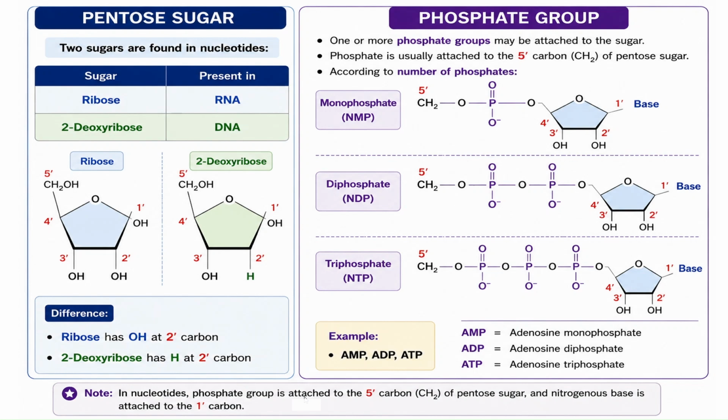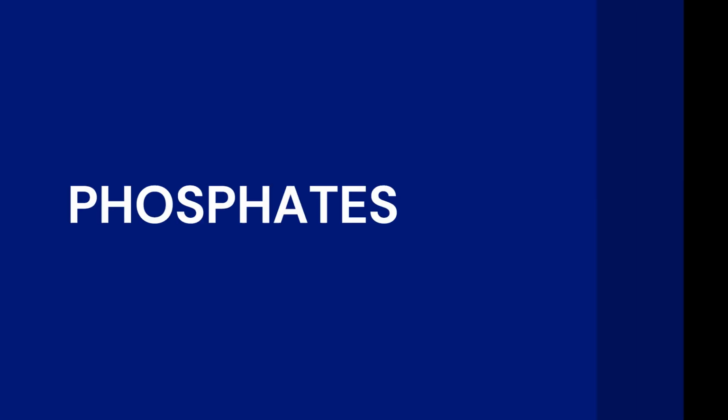The next components are the pentose sugar and the phosphate group. First, let's talk about the pentose sugar. 2 sugars are found in the nucleic acids, ribose and 2-deoxyribose. Ribose is present in the RNA while deoxyribose is present in the DNA. The key difference is at the 2' carbon atom. Ribose contains a hydroxyl group, whereas deoxyribose contains only hydrogen.